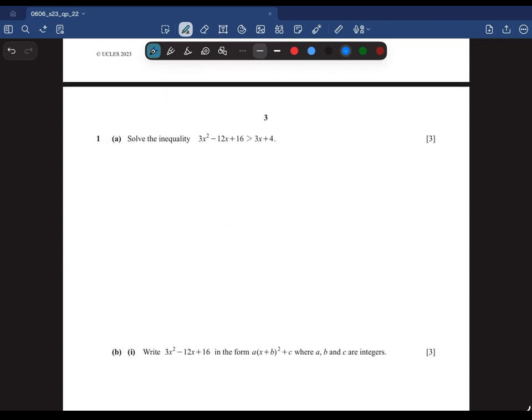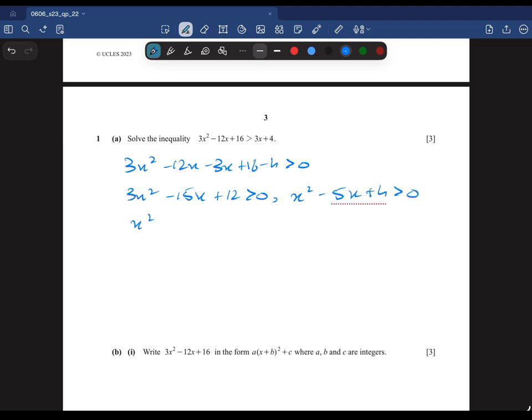Alright, so first up we have a quadratic inequality. What I'm going to do is collect all the terms on the left hand side. Plus 16 minus 4 is greater than 0. 3x squared minus 15x plus 12 is greater than 0. Now I can take 3 as common, and x squared minus 5x plus 4 would be greater than 0.